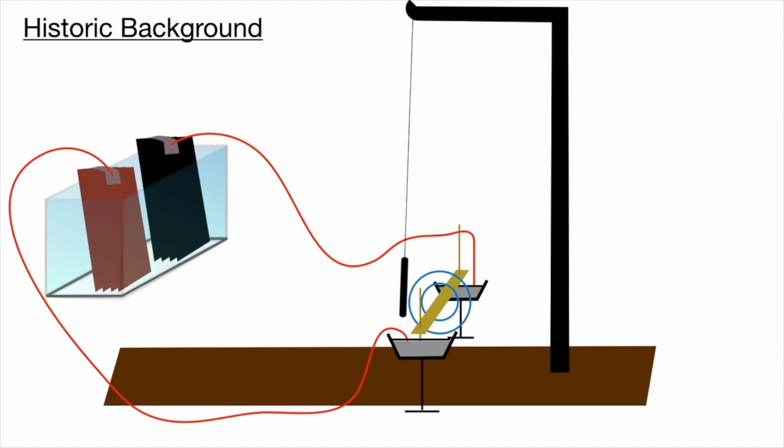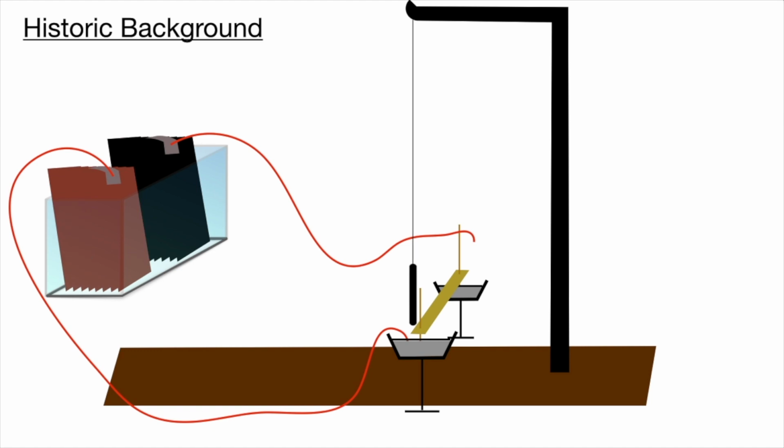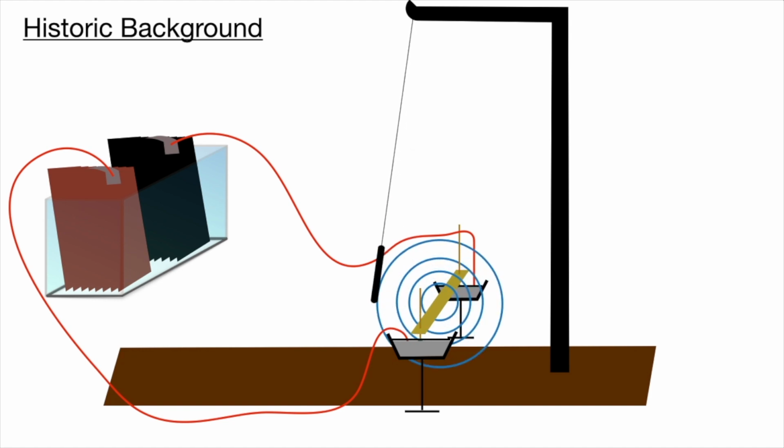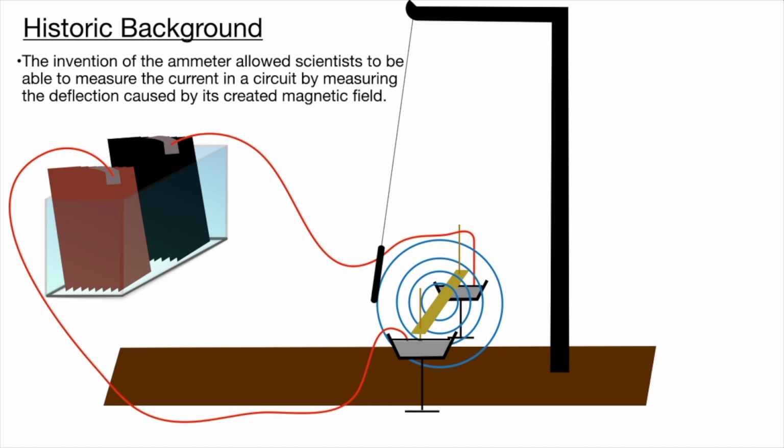When the loop is no longer closed, the magnetic field disappears, and the bar goes back to normal. If you then add more power to the battery by adding more plates, and then reclose the loop, the magnetic field grows stronger. The invention of the ammeter allowed scientists to measure the current in a circuit by measuring the deflection caused by a created magnetic field.